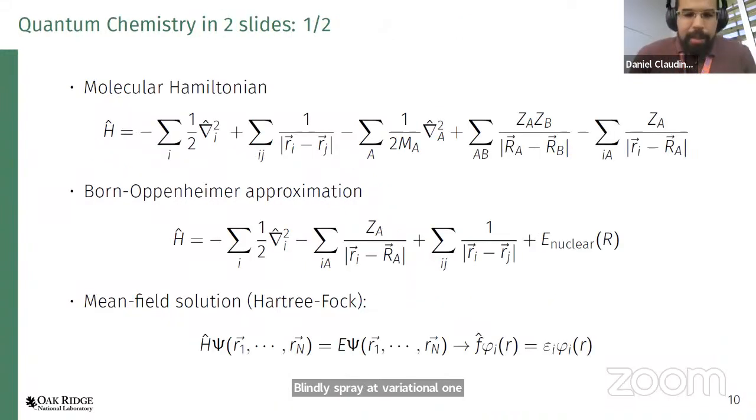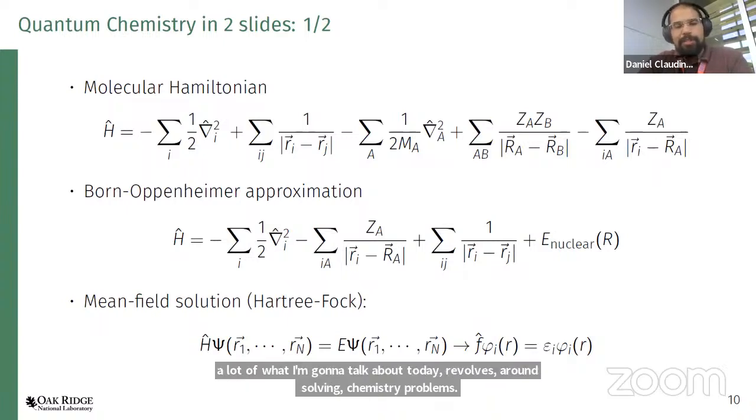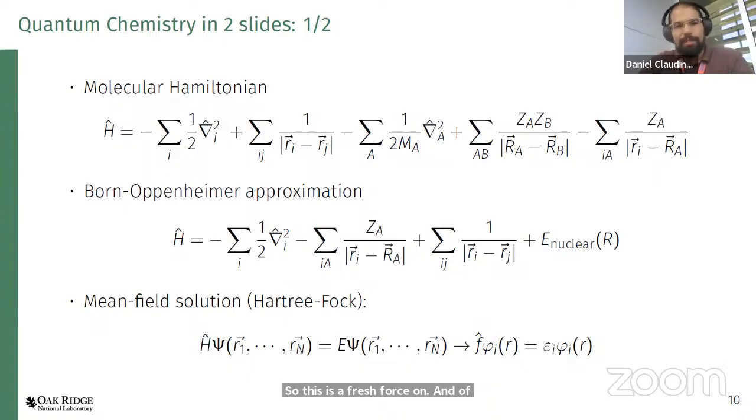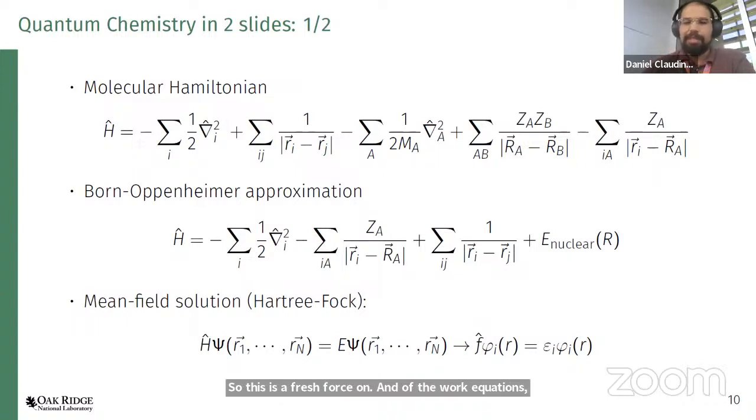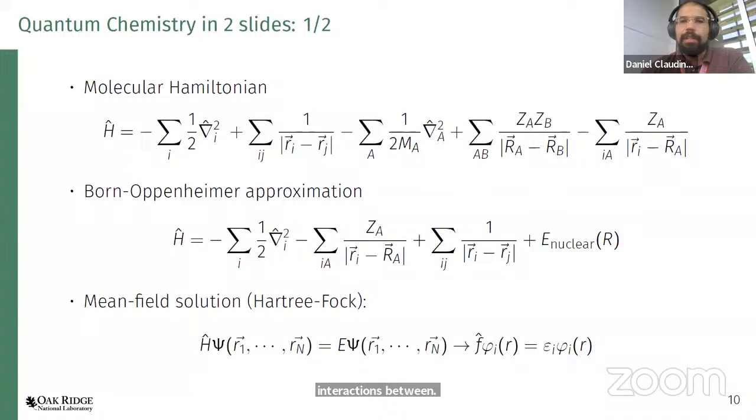Now, a lot of what I'm going to talk about today revolves around solving chemistry problems. So this is a crash course on the working equations in quantum chemistry. That's why I call it quantum chemistry in 3 slides. So we start from the molecular Hamiltonian, which considers all the interactions between nuclei and electrons, and the nuclei are assumed to be classical point charges, meaning we don't explicitly talk about the nuclear structure, protons and neutrons.